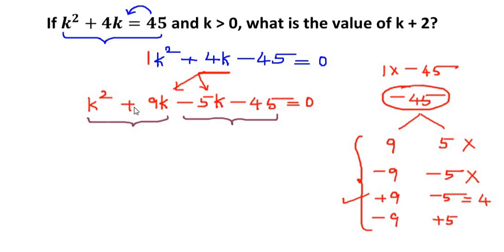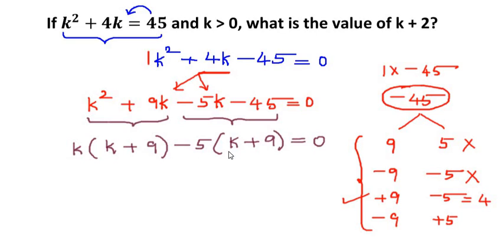From the first 2 terms, I have to pull out the common terms. So I can see k is common in both the terms, so I'll take it out, and inside the bracket remains k plus 9. And in the next 2 terms, I can see minus 5 is common in both the terms. So I'll pull it out, and inside the bracket remains k plus 9, equal to 0. Now again in these 2 terms, we can see k plus 9 is common. So I will pull out k plus 9, and in another bracket we have k minus 5 as a factor, equal to 0.